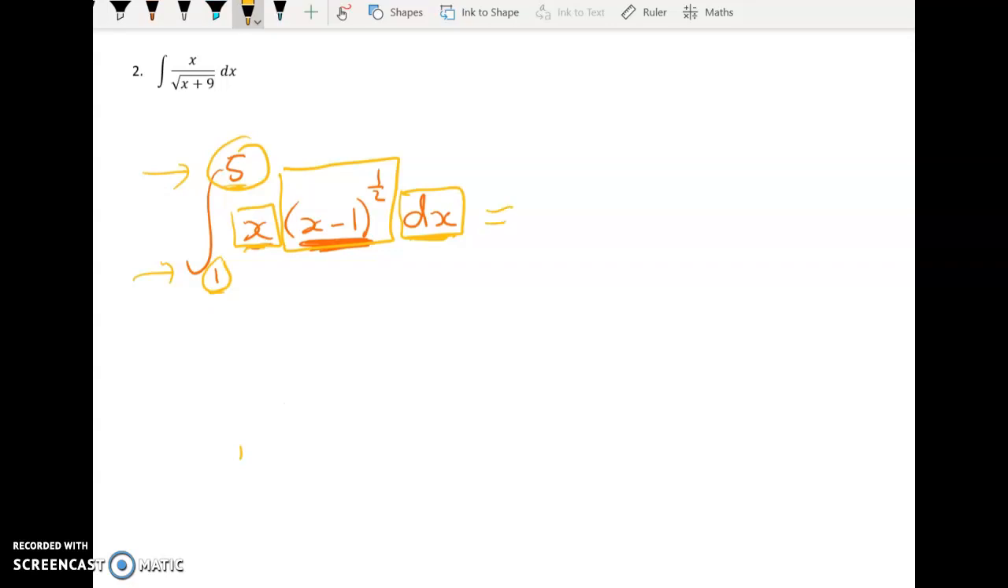So this is now going to equal the integral between 4 and 0. Now the x gets replaced with u plus 1. This gets replaced with u to the power of 1/2. And the dx gets replaced with du. This is so much easier to work with, right?